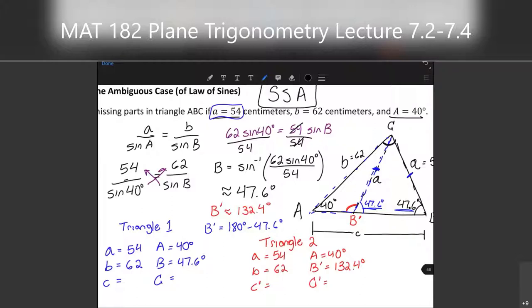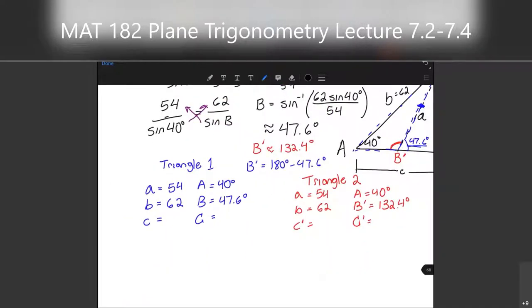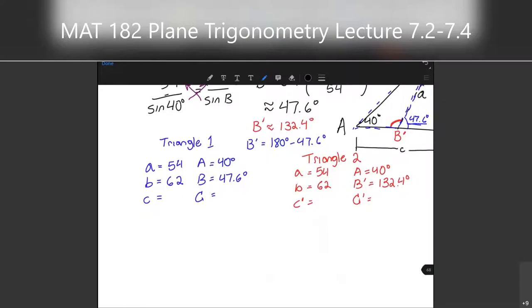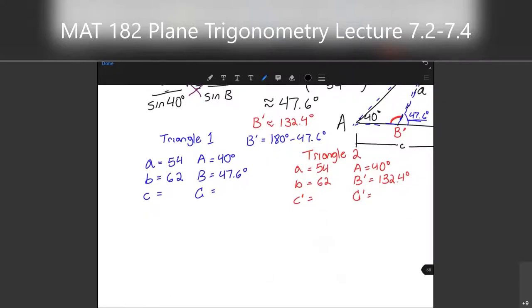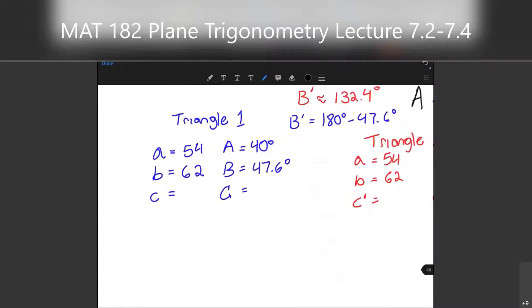So to solve for this angle and side length, we're just going to set up another law of cosines. But first, what we can consider here is that this is a triangle, and so therefore, these angles have to add up to 180. So I can consider that angle C plus 40, 47.6, all have to add up to 180.